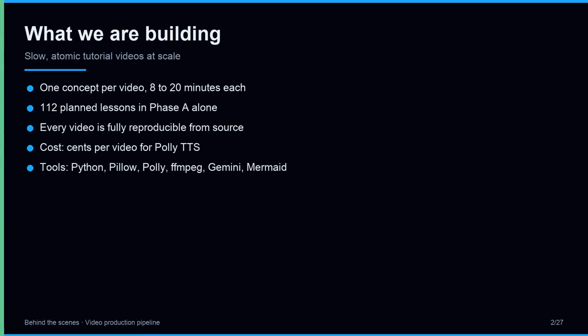Slow, atomic tutorial videos, one concept per video, 8 to 20 minutes each. 112 planned lessons in Phaser alone. Every video is fully reproducible from its source files, you can rebuild any video from scratch with one command. The cost is cents per video for Amazon Polly text-to-speech. The tools are Python, Pillow for slides, Polly for voice, FFmpeg for assembly, Gemini for hero images, and Mermaid for diagrams. Cents per video. Fully reproducible.